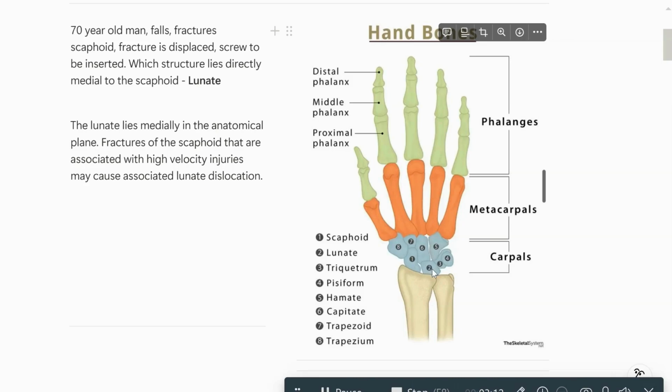And what is medial to lunate? You will answer triquetral. And then number four over here will be the pisiform. Now this is the proximal row. Talking about the distal row from lateral to medial, we will have trapezium, trapezoid, capitate and hamate. These are the metacarpals in orange and we have phalanges in green.